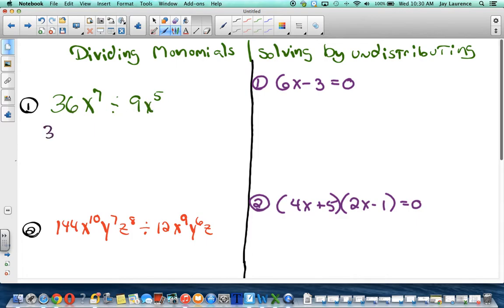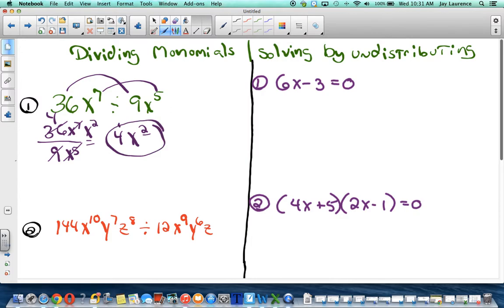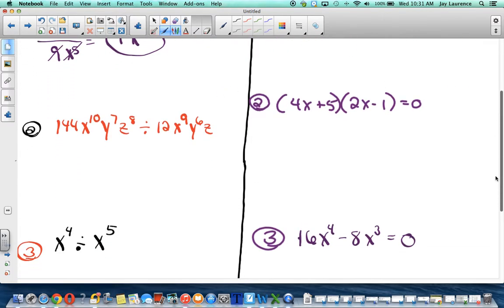Of course, I like to rewrite it as a fraction, and you'll see soon why I think this is such a good idea. And then I know that 9 is going to go into 36 4 times. And I know that x to the 7th divided by x to the 5th is going to be x squared. And there's my answer. Now, some of you are pretty sharp and going, hey, 36 divided by 9, I know that's 4. And a 7 and a 5 and a 2. Pretty strange. All right, let's go on down to number 2.